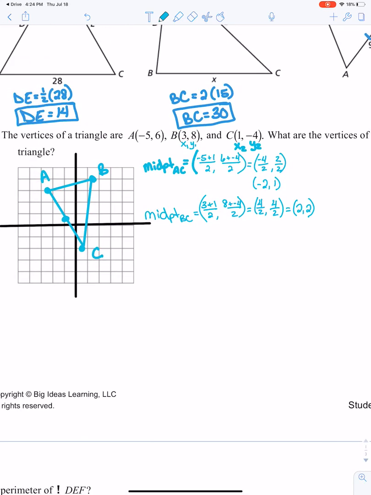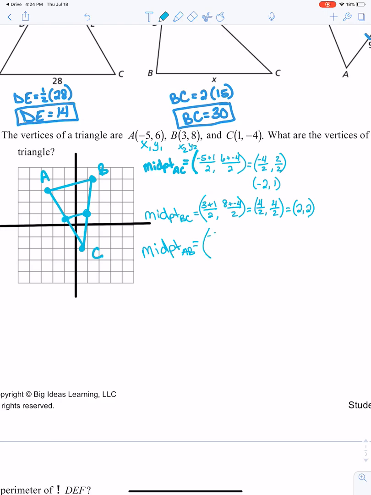Okay, positive 2 is right about here. So here we have this one mid-segment, but they want the mid-segment triangle. So what I'm going to have to find is the midpoint of AB as well. So my x1, y1 becomes A, and my x2, y2 becomes B.